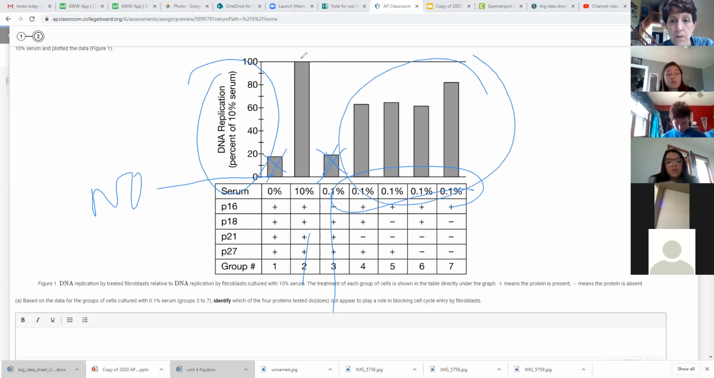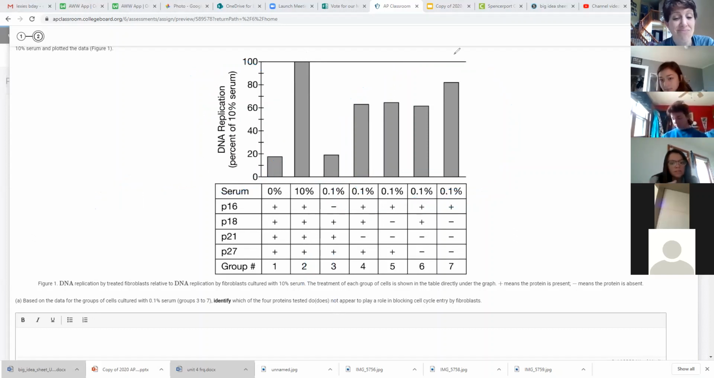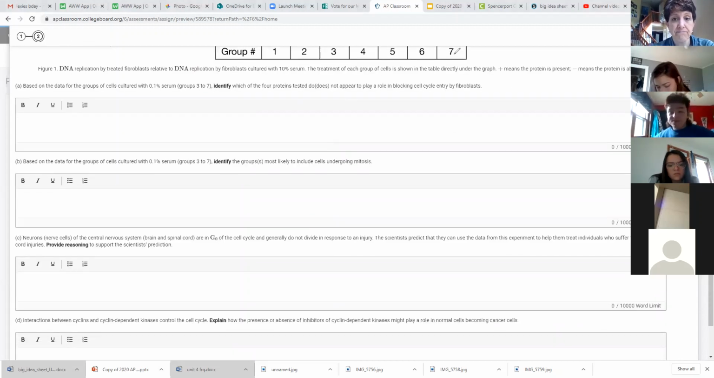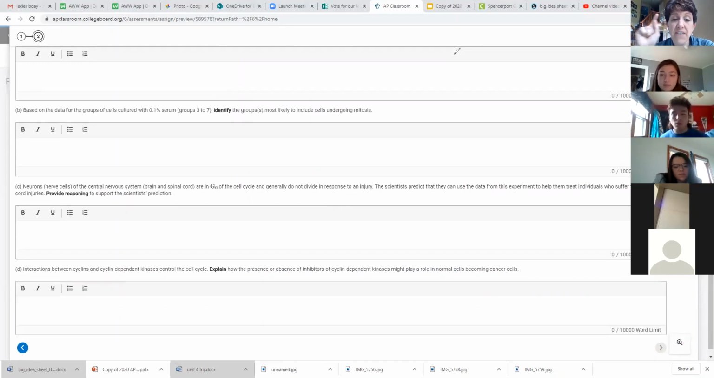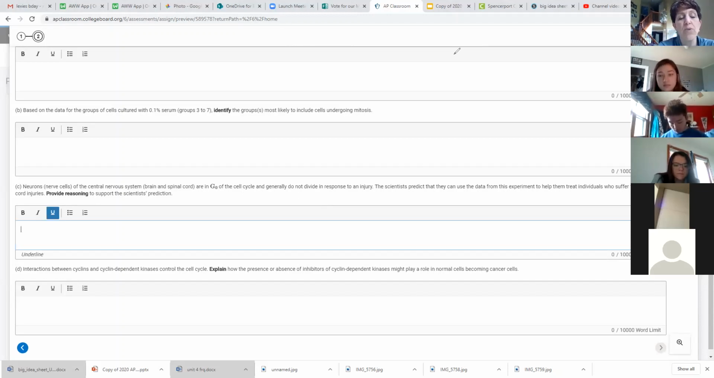For this question and even the one above, do you have to explain yourself at all, or can you just write like P16 and then write 3, 4, 5, or 4, 5, 6, 7? P16, 4, 5, 6, 7. Yeah, that's it. If it only says identify, you only have to write what it is. You don't have to give an explanation. Oh, the next one, provide reasoning. That one you have to explain.